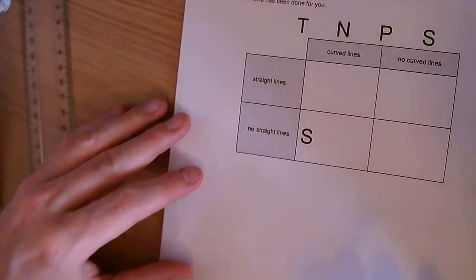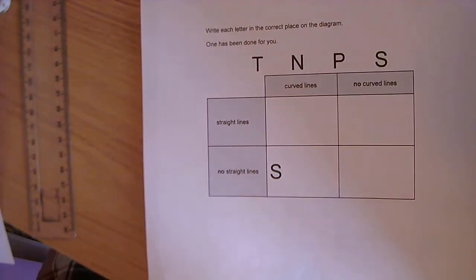Right, now let's have a look at a sorting diagram, which is known as a Carroll diagram. Write each letter in the correct place on the diagram. 1 has been done for you.